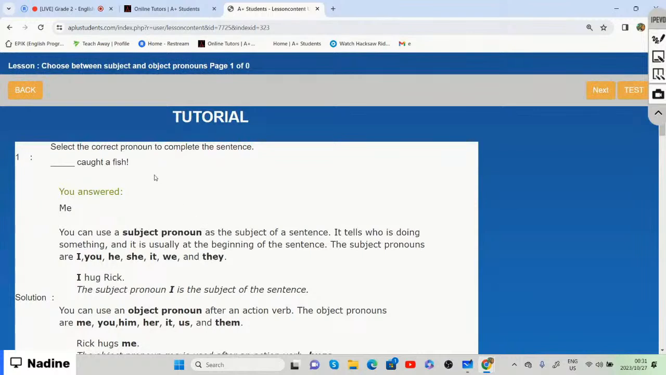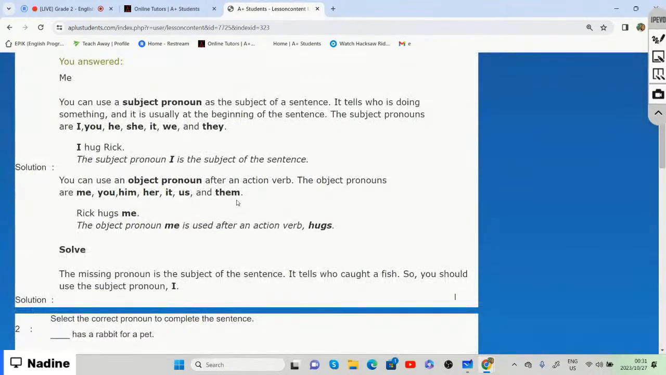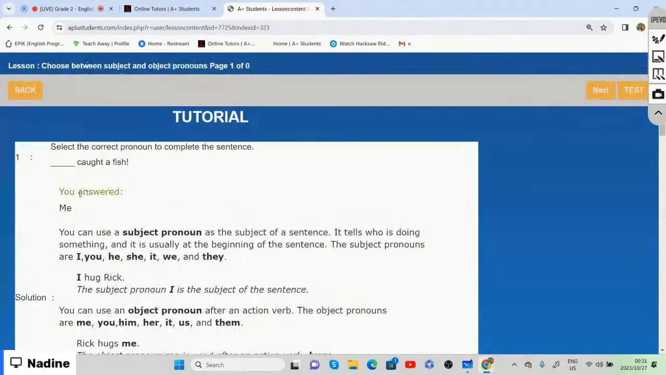Select the correct pronoun to complete the sentence. Blank caught the fish. So you can maybe say she caught the fish or I caught the fish.